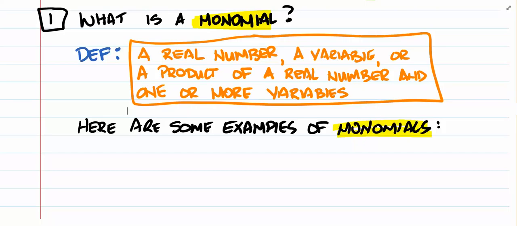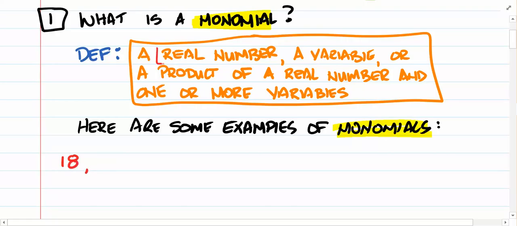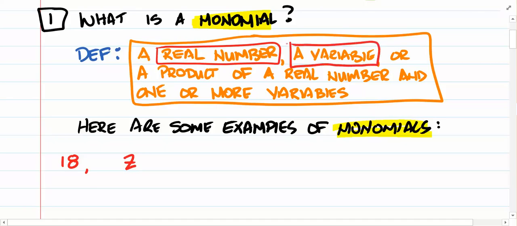Here are some examples of monomials. The number 18 is an example of a monomial because it is simply just a real number. So that fits the definition. Z is an example of a monomial because Z is what we call a variable and it fits the definition. Negative 5x squared is also a monomial because it is the product of a real number and a variable. So each of these are examples of monomials.